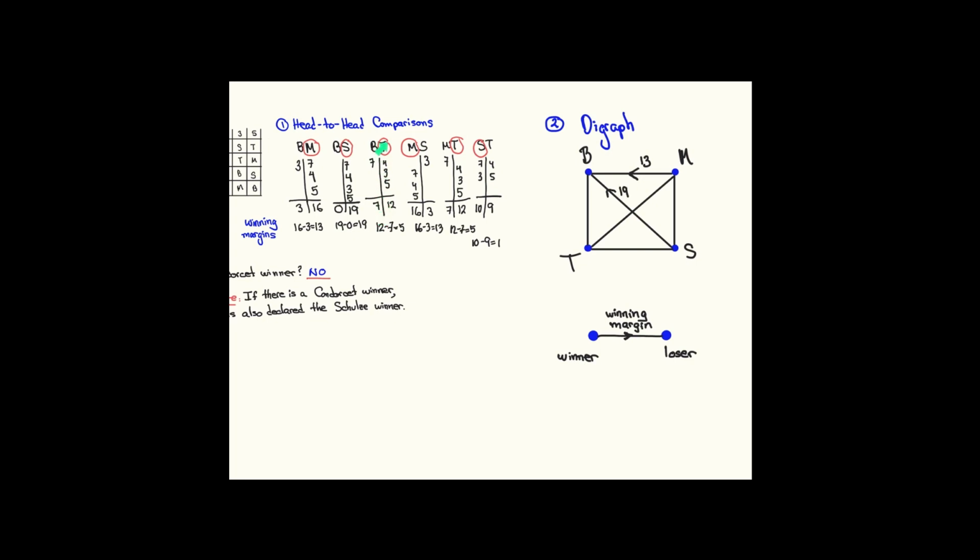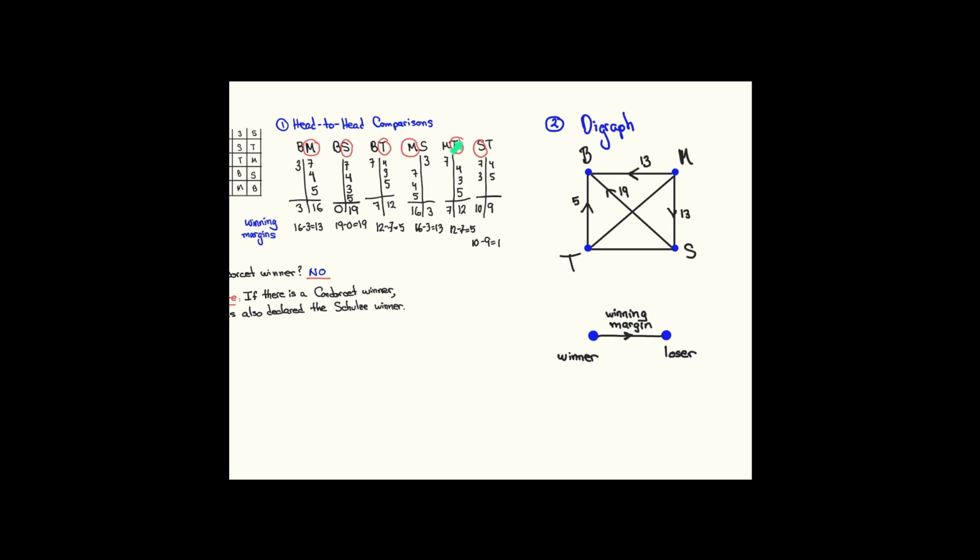Next pair is T versus B, which corresponds to this line segment. T wins, so the arrow goes from T to B, and the margin of error is 5. For the next pair, M wins against S with margin of error 13. So the arrow goes from M to S, margin of error 13.